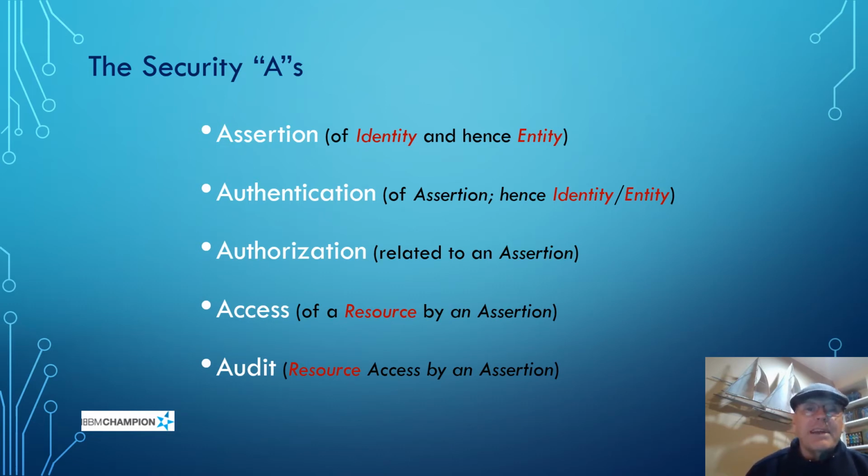Someone will authenticate that assertion and say, yes, you should trust that assertion. Once you have an assertion of identity, that identity can be checked for authorization for certain types of access to resources, and that access and that assertion can be audited. So we have the A's: assertion, authentication, authorization, access, and audit. This is basic security conceptualization. It applies to MQ as it applies to all other kinds of software.